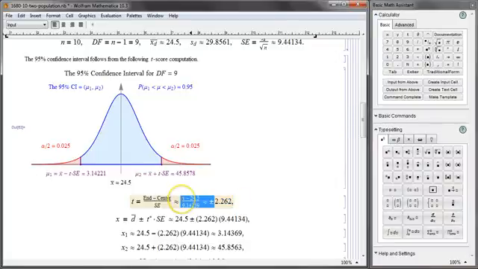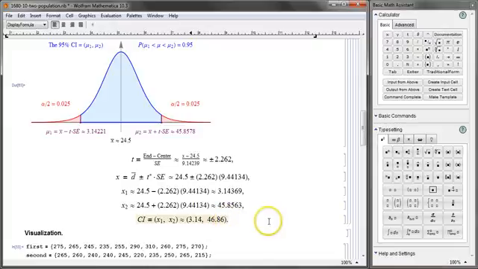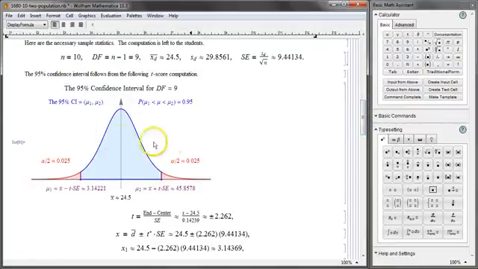All we have to do is to solve this linear equation, and it can be done rather easily. Flip the denominator to the other side, calculate, we get the left-hand side endpoint and we get the right-hand side endpoint. So what do you get? Here is the confidence interval between 3.14 to 46.86. And this is a visualization, by the way.